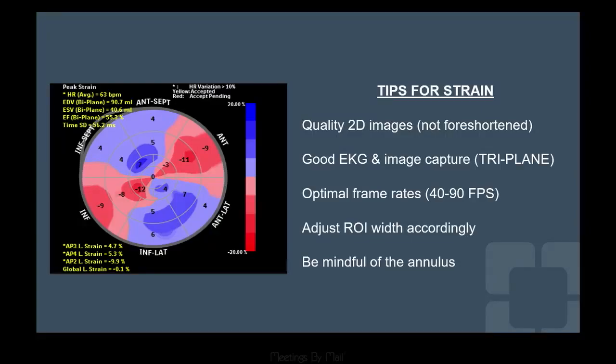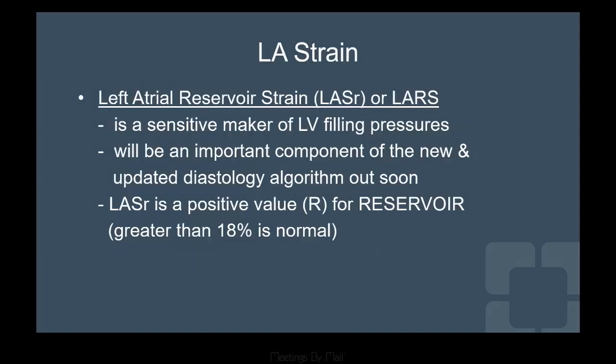So just some really good tips for that is just make sure your good 2D image is not foreshortened, so you're not cutting off the apex. Again, we have different strain patterns for the apex that can appear. So you want a good EKG and image capture. And I did reference, if you have heart rate variability, a trick on some of the systems is you can use triplane if it's absolutely necessary to obtain your strain value. If this is a chemo patient or something where it's very critical to their results, you can always attempt triplane and see if that can assist you. Keep in mind your optimal frame rates, of course. Adjust your ROI accordingly. I think that's something that's very underutilized as an adjustment. And then be mindful of the annulus as well. Don't go past the annulus.